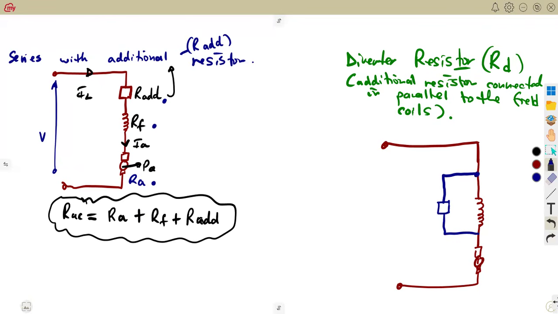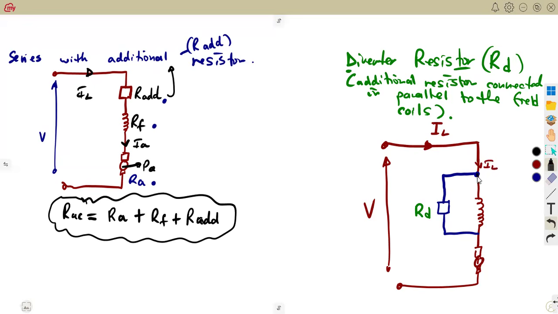So if it is connected in parallel, we're going to use RD. This is the special name for that. It's an additional resistor, but connected in parallel, so the special name is called the diverter resistor. We're going to call it RD, and having our terminal voltage, everything is going to remain as it is, taking in the load current. And this current is the same that is here. Take note, it is the same current.